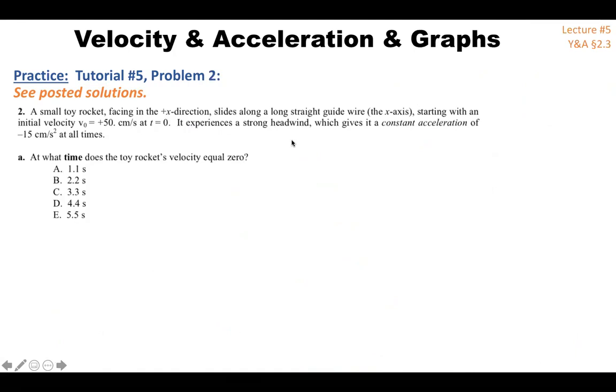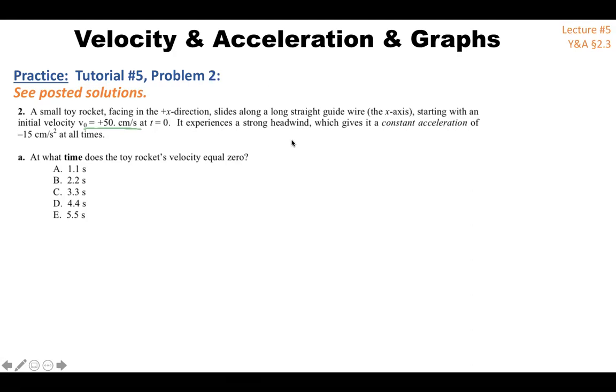Let's go back now to problem 2. So I took these out of order. I did problem 3 first. Doing problem 2, suppose that we start with a small toy rocket, and it starts with an initial velocity of positive 50 centimeters per second. So that means that as we start our scenario, start our movie, this little toy rocket is already moving forward, right? At the moment we start our story here.